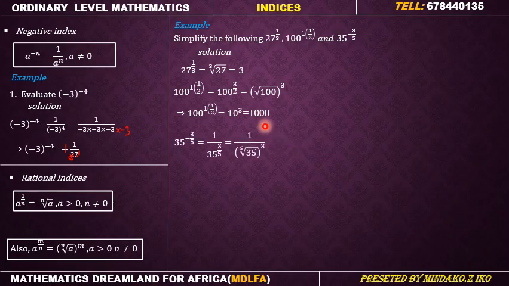All right, so for the next case we have 35 raised to the power negative 3 divided by 5. Now since there's a negative here, we are going to apply this negative index law. So we have 1 divided by 35 raised to the power 3 over 5. Now we are going to apply this rational law, this one here, in the denominator. So we are going to have 1 divided by, since 5 is in the denominator, I'm going to take the fifth root of 35, then raise it to the power of what is in the numerator, which is 3. Okay, yeah, so that is it.